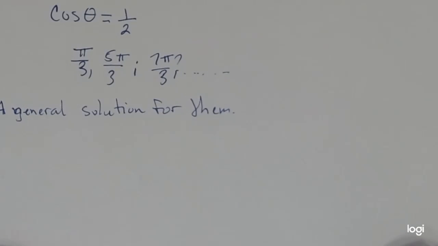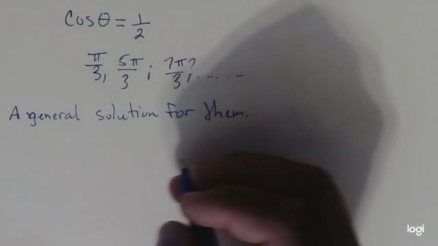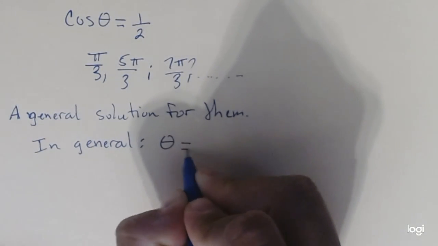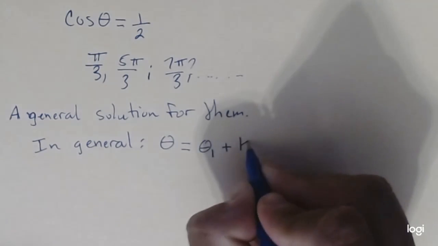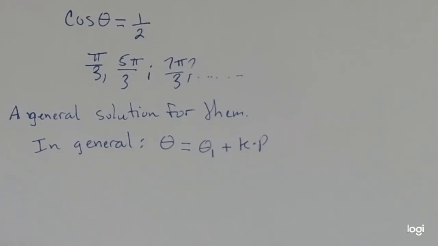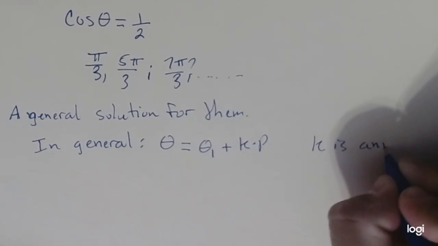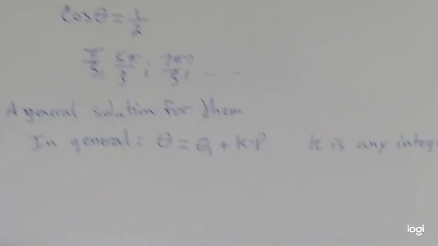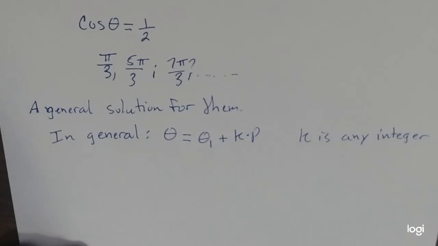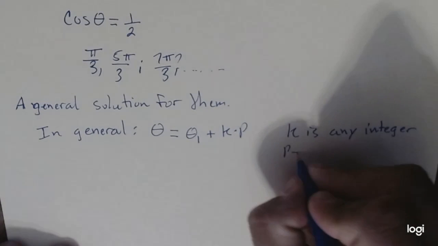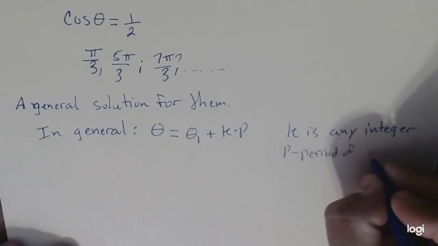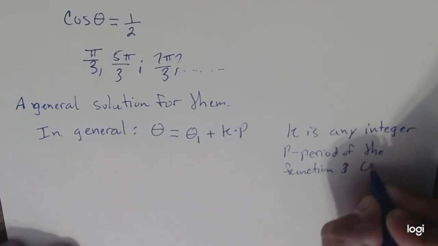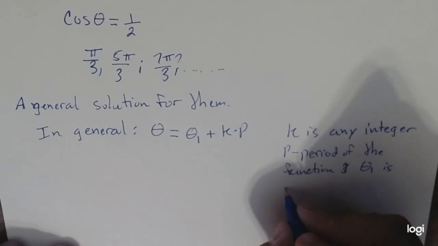Okay? And this general solution is actually quite nice. It says, in general, our solutions are always going to be theta is equal to theta 1 plus k times P, where k is any integer, so numbers that are negative and positive, but whole numbers. So they actually have to be whole numbers, in other words. P is the period of the function, and theta 1 is one solution.